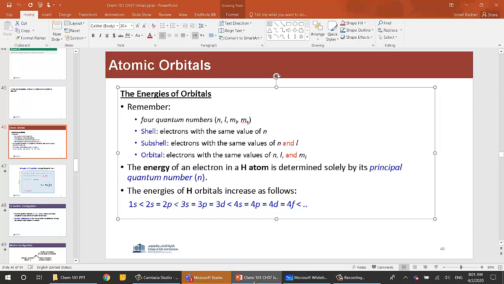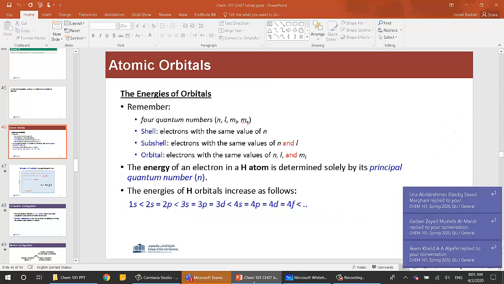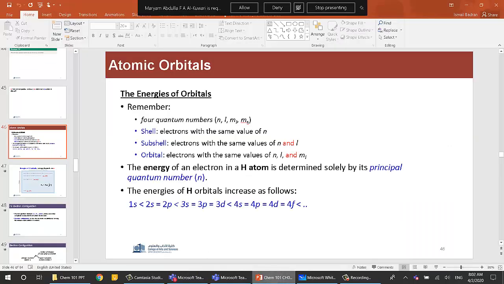Now, last time I told you that the energies of the orbitals are determined mainly by the principal quantum number n, so n here gives you also the energy. So n equals 1 has lower energy than n equals 2 and 3 and so on. Now, in the hydrogen atom there's a special case, where the energy is only determined by n, the principal quantum number. With other atoms, it's a different story.